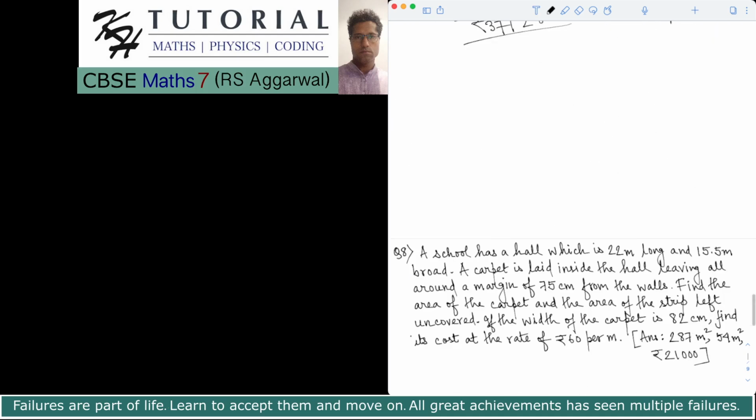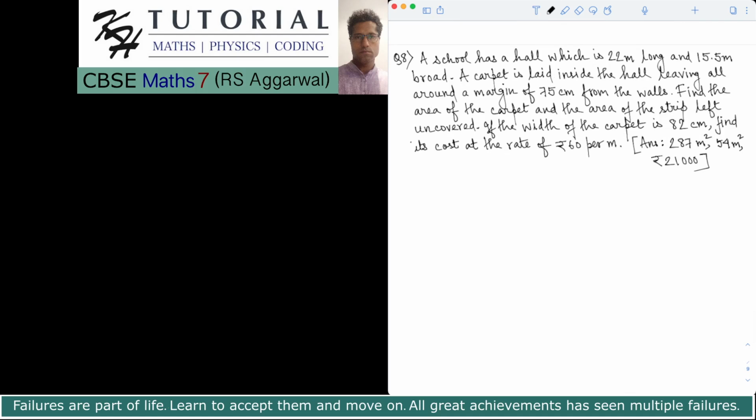Okay, let's see the last problem. A school has a hall which is 22-meter long and 15.5-meter broad. A carpet is laid inside the hall, leaving all around a margin of 75 centimeter from the walls. Find the area of the carpet and the area of the strip left uncovered. If the width of the carpet is 82 centimeter, find its cost at the rate of rupees 60 per meter.